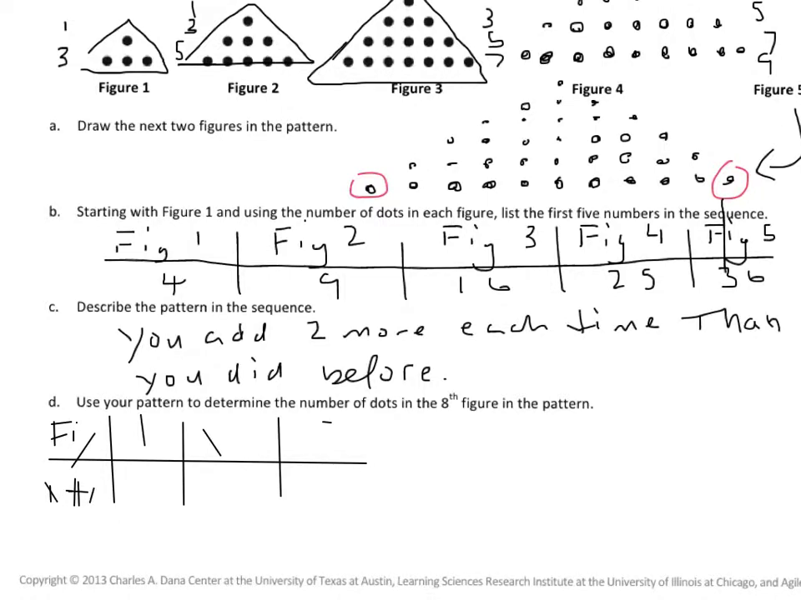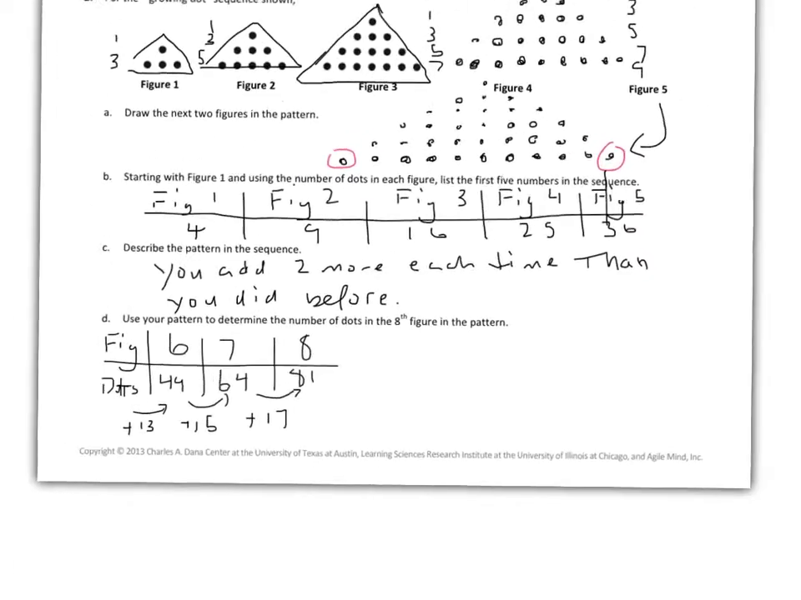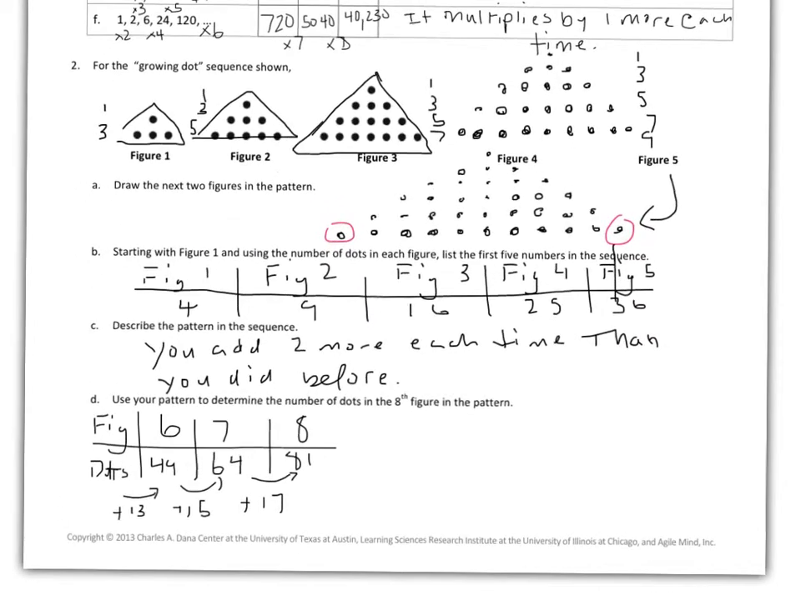I had 36, I'm going to add not 11 but 13 this time, and I'll get up to 49. And then I'll add 2 more than I did before, that's plus 15, is going to give me 64. And then I'm going to add 2 more than I did before, that's plus 17, and I'll get all the way up to 81. And we're done with the first page.